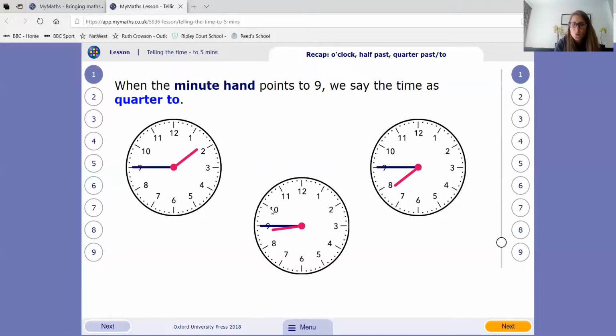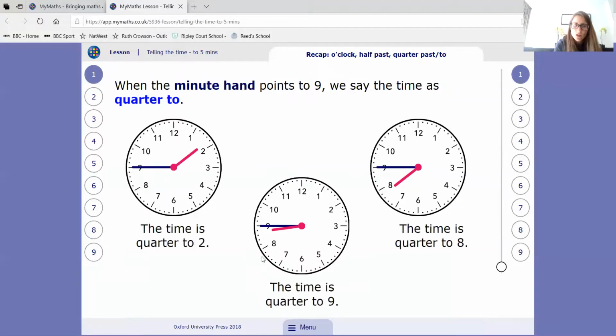This one's a funny one. It's quarter to 9 o'clock. It hasn't got there yet. And this one's a quarter of an hour to go until 8 o'clock. Okay, that's just a really quick catch up. Remind ourselves of the o'clocks, half pasts, quarter pasts and quarter tos.